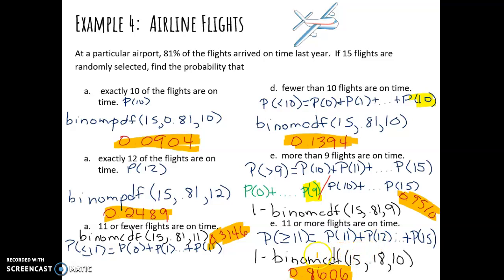And then 11 or more would be 11 and up. So we would find the complement, which is 0 to 10, binomcdf 15, .8, 10, and subtract that from 1 and get 0.8606.